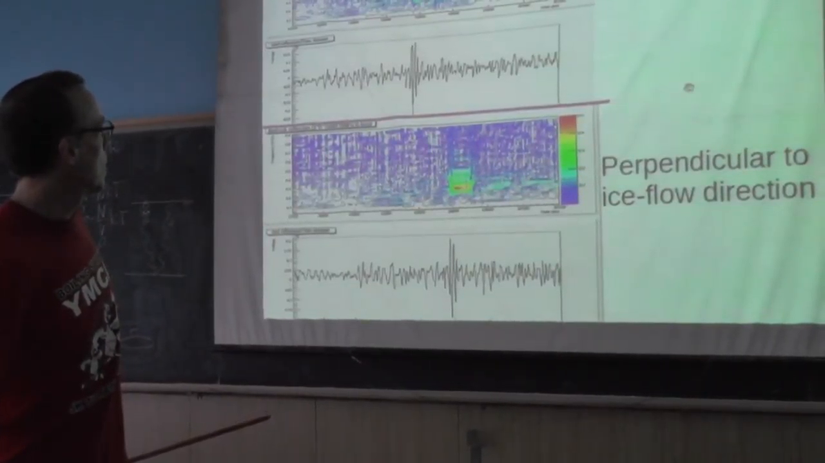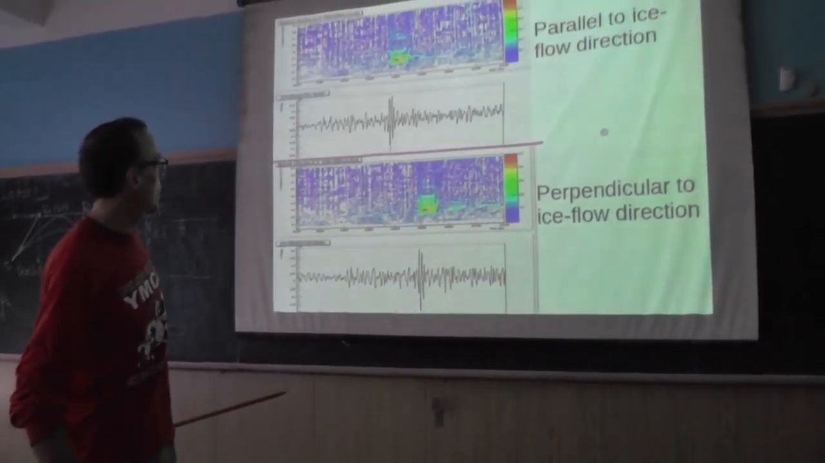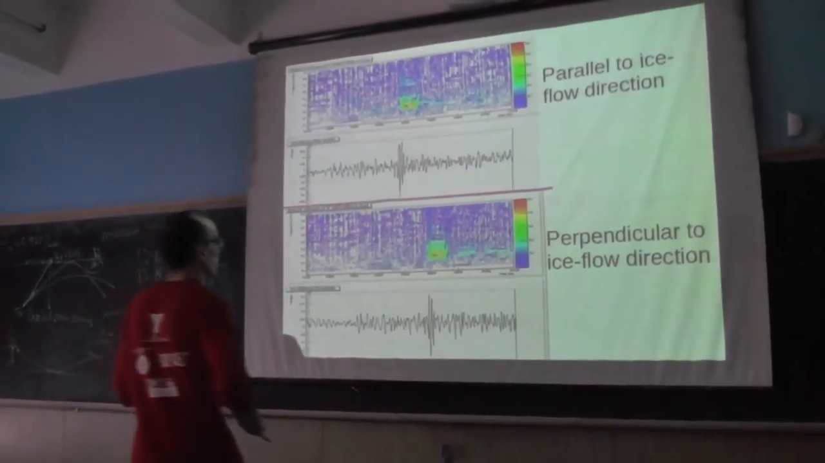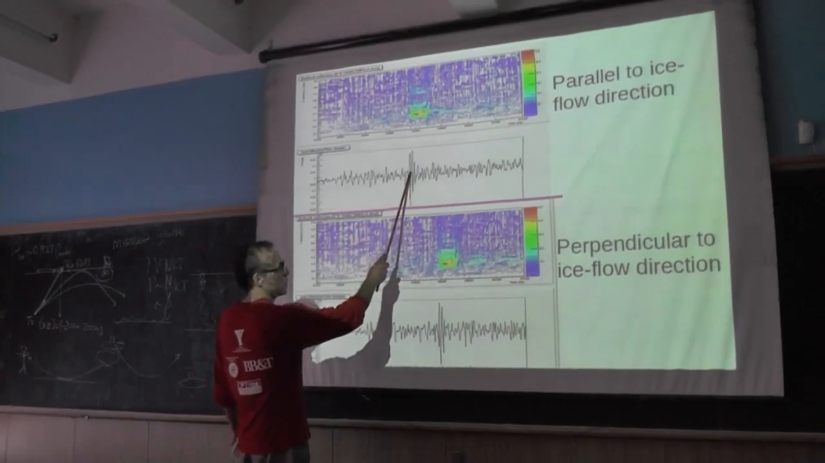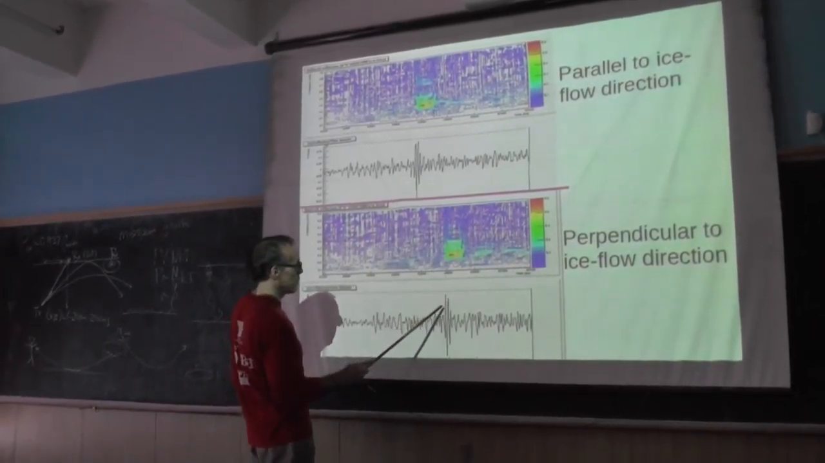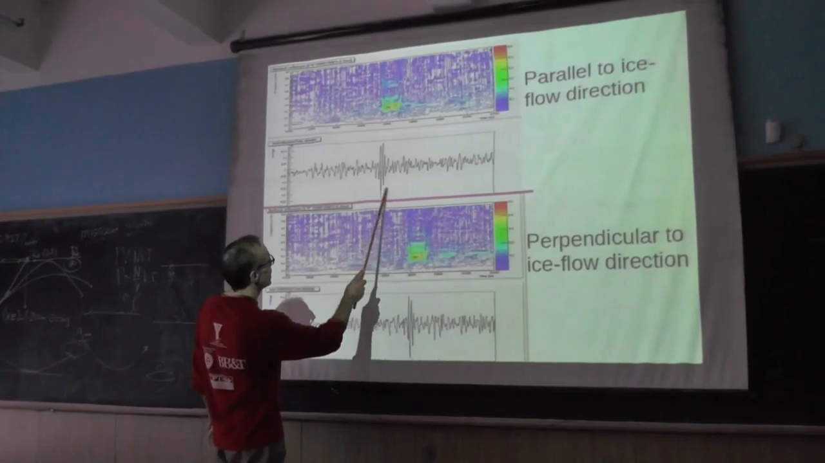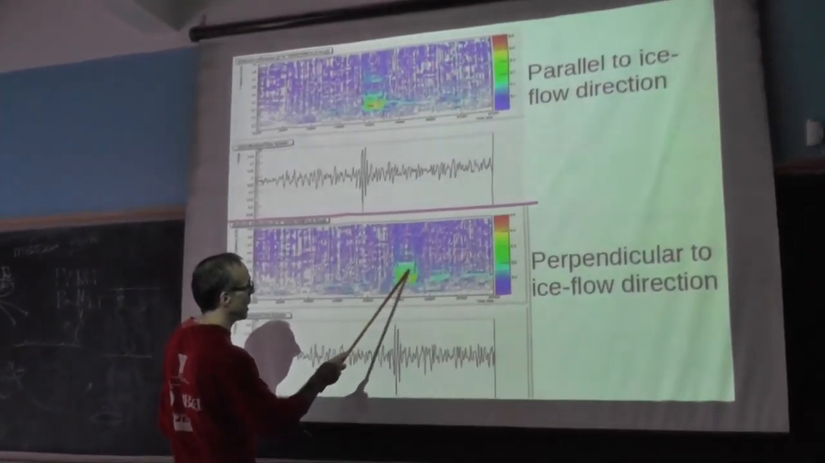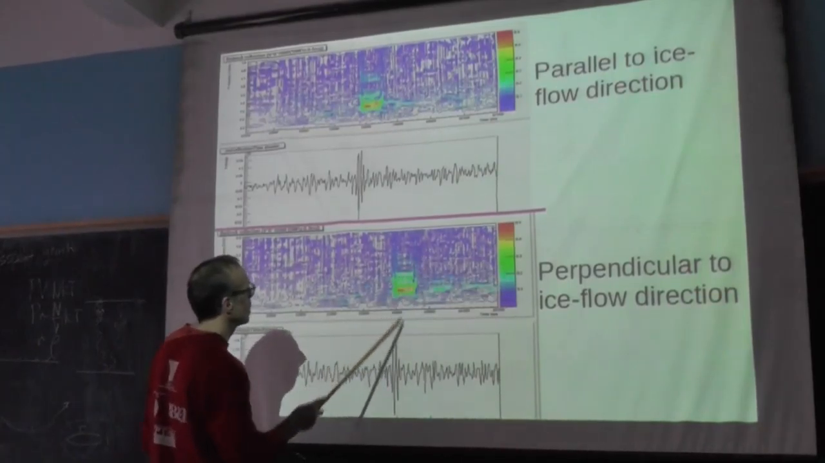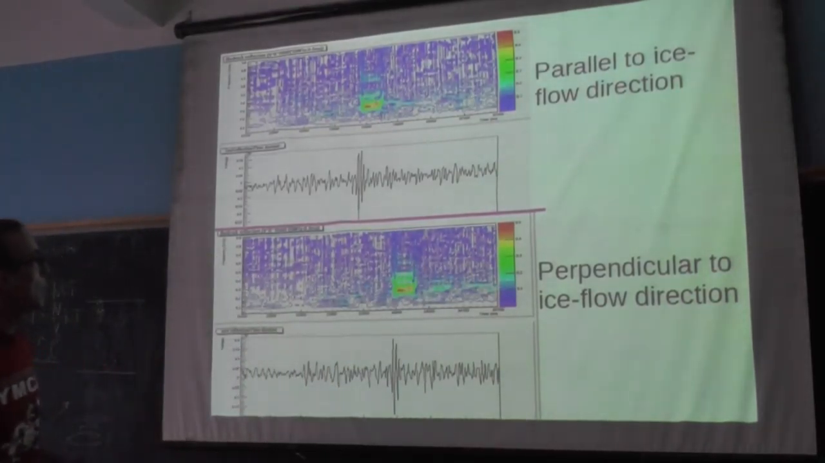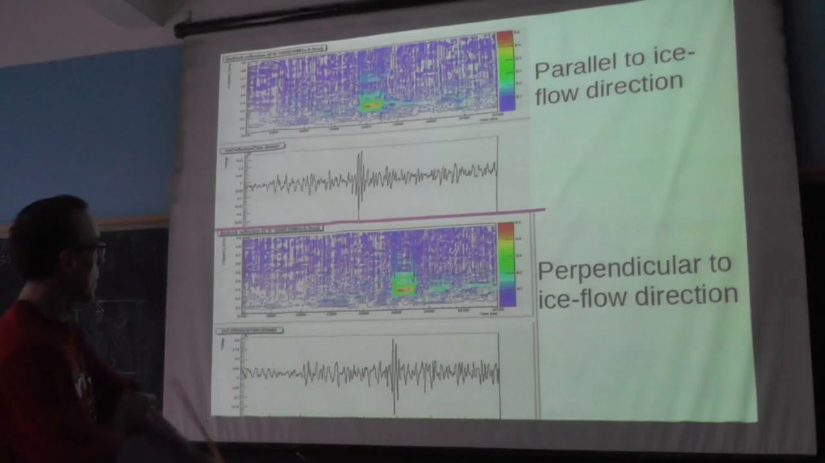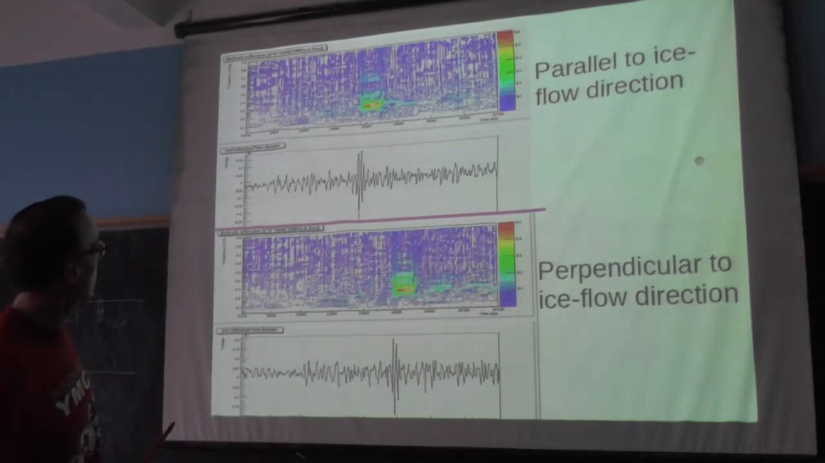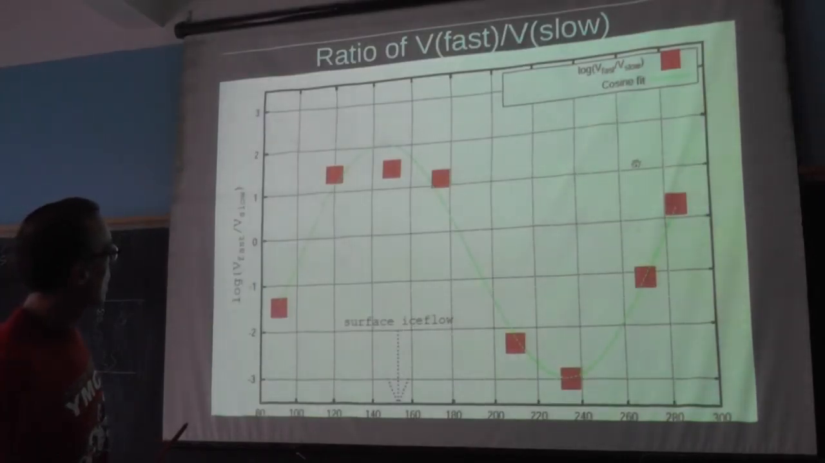Okay, so this is the same picture that I showed you here. This is parallel to the ice flow direction, and this is perpendicular to the ice flow direction, and here's that time shift. This is a spectrogram. You see that most of the power, this is in gigahertz, is peaked at something like 150 to 250 megahertz. It's not so important.